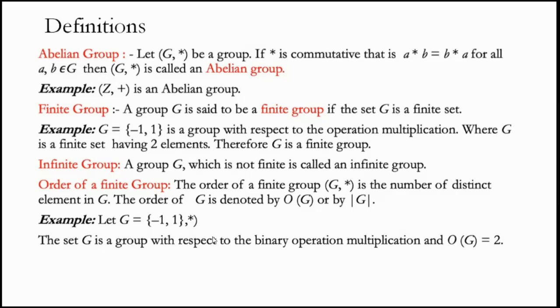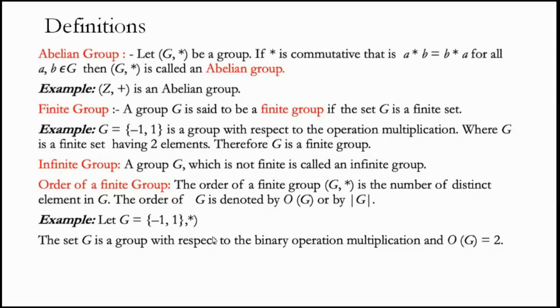Let (G, *) be a group. If * is commutative, that is, A * B is equal to B * A for all A, B belonging to G, then (G, *) is called an abelian group. Next one is finite group. A group G is said to be finite if the set G is a finite set.